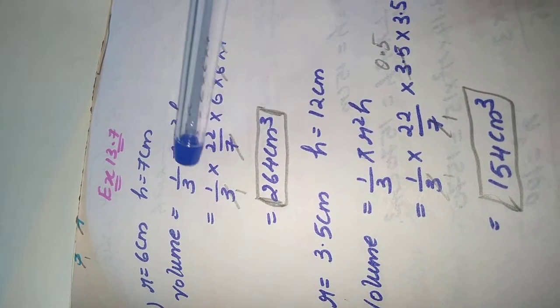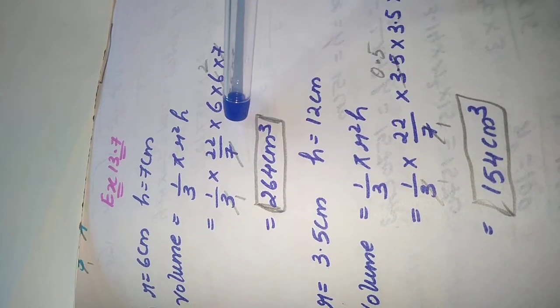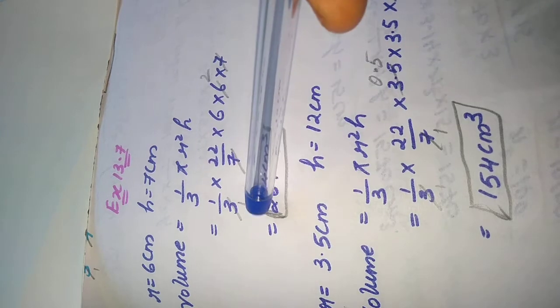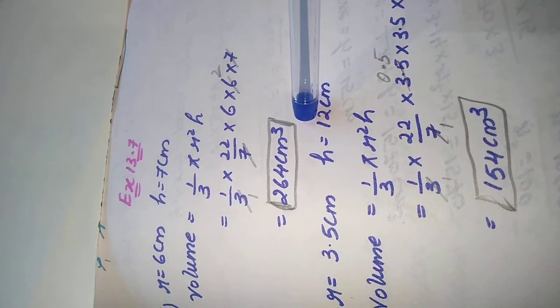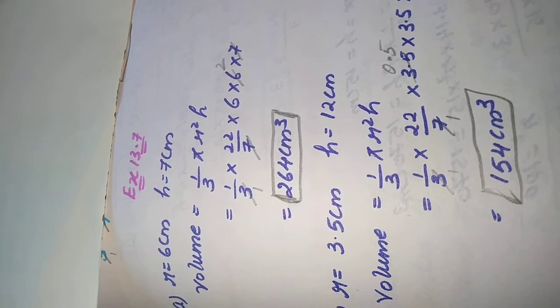Okay, your first main, they have given R and H. Volume formula is 1 by 3 pi R square H. I will substitute directly. R as 6 into 6 and 7. 7 gets cancelled. 3 1s are 3, 2s are 6. Remaining 22, 6, 2. When it is multiplied, I will get 264 centimeter cube. 154 centimeter cube is the answer for your second question, children.